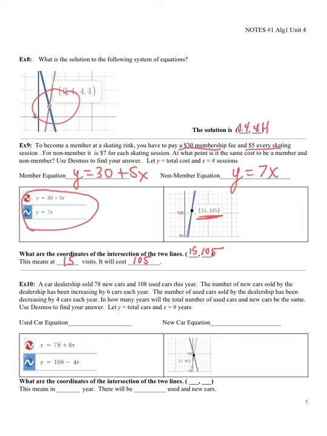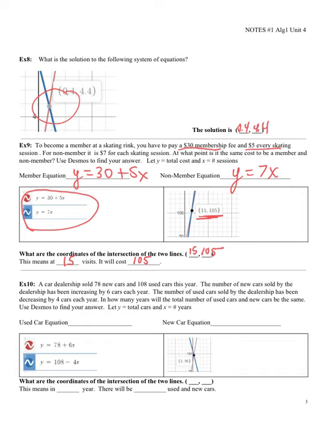Example 10. A car dealership sold 78 new cars and 108 used cars this year. The number of new cars sold by the dealership has been increasing by 6 cars each year. The number of used cars sold by the dealership has been decreasing by 4 cars each year. In how many years will the total number of used cars and new cars be the same? Use Desmos. So you want to pause, figure out what your two equations are, put them in Desmos, and see if you come up to the same answer.